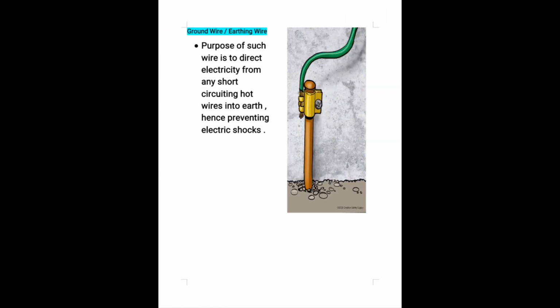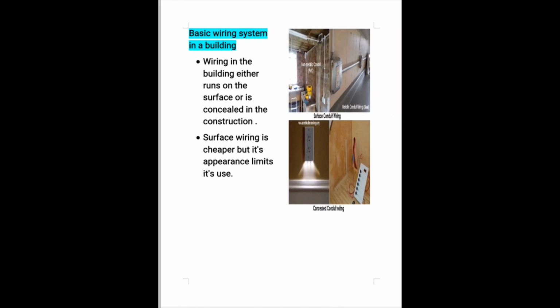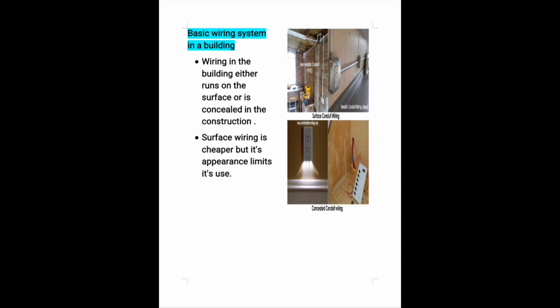Ground wire and earthing wire. The purpose of such a wire is to direct electricity from any short-circuiting hot wire into the earth, hence preventing electric shocks. Basic wiring system in a building.